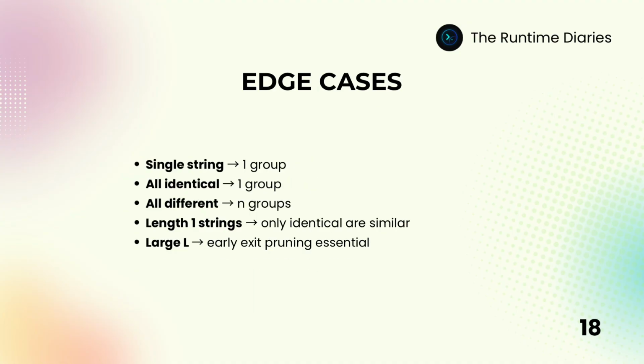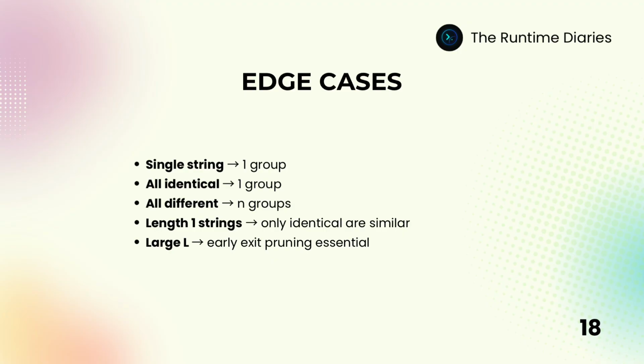Let's cover some edge cases to make sure your solution is robust. A single string. If there's only one string, the answer is one group. That's a trivial case. All identical. If all strings are identical, they're all similar to each other, so the answer is one group. All different. If no 2 strings are similar, each string is its own group, so the answer is n groups. Length 1 strings. If all strings have length 1, only identical strings can be similar. You can't have exactly 2 differing positions if there's only 1 position total.